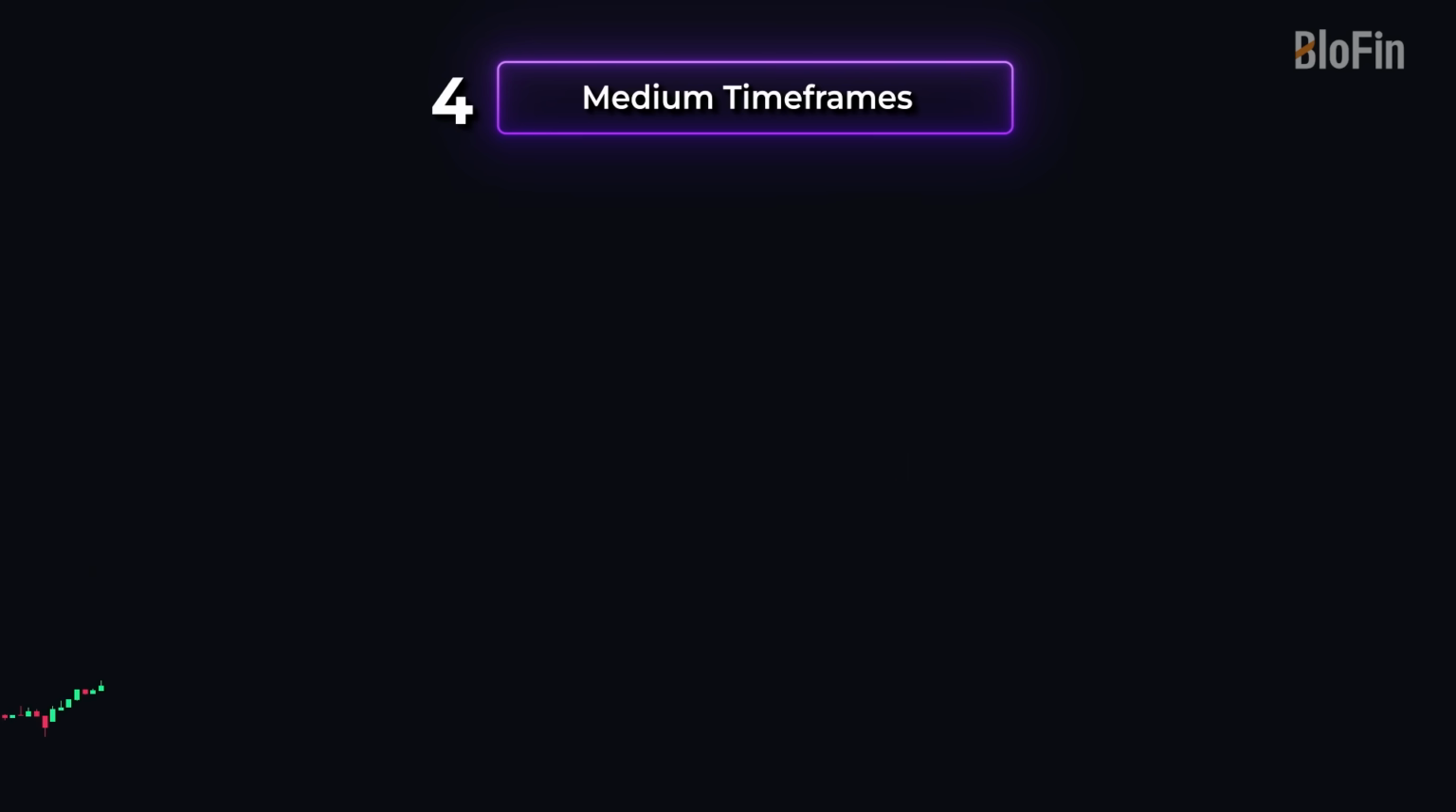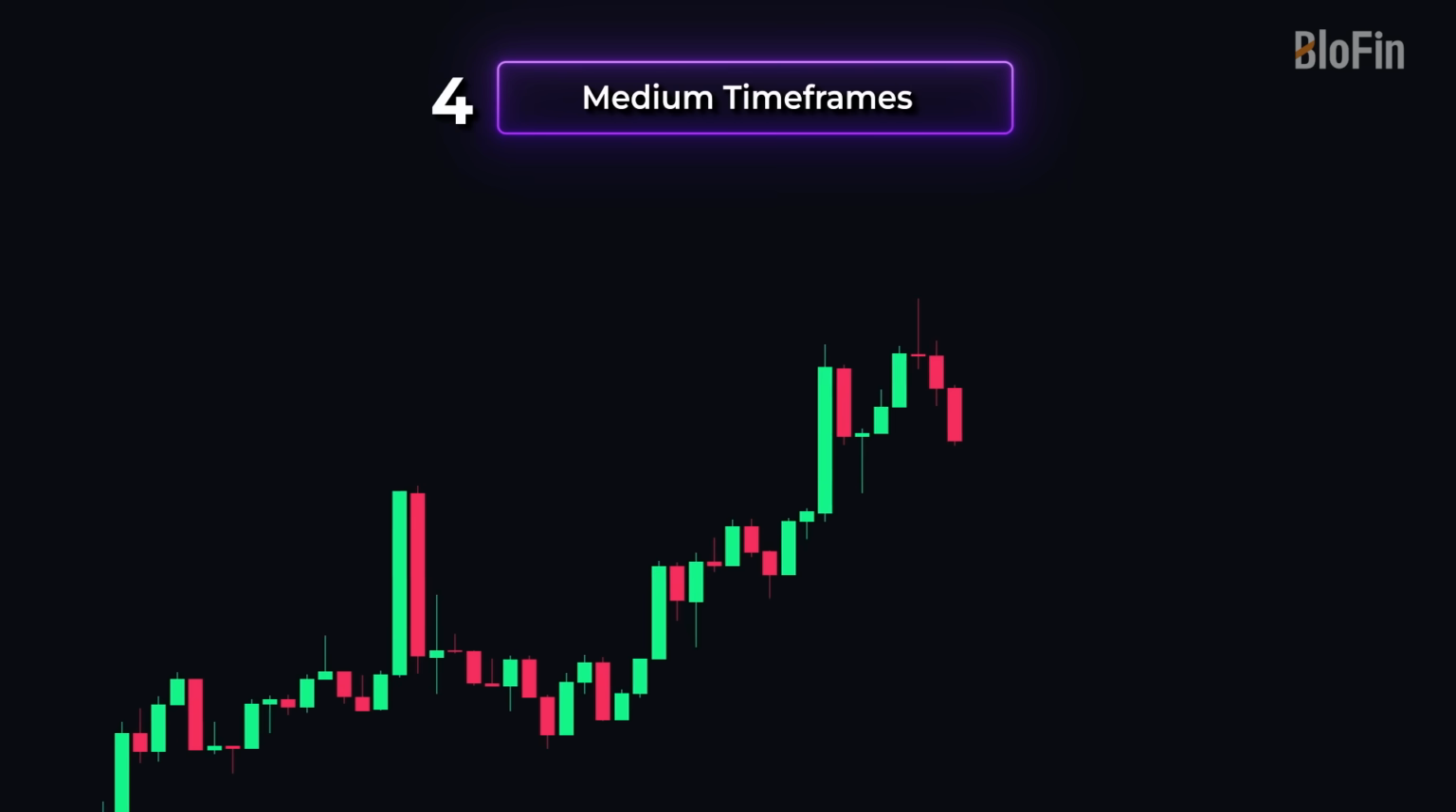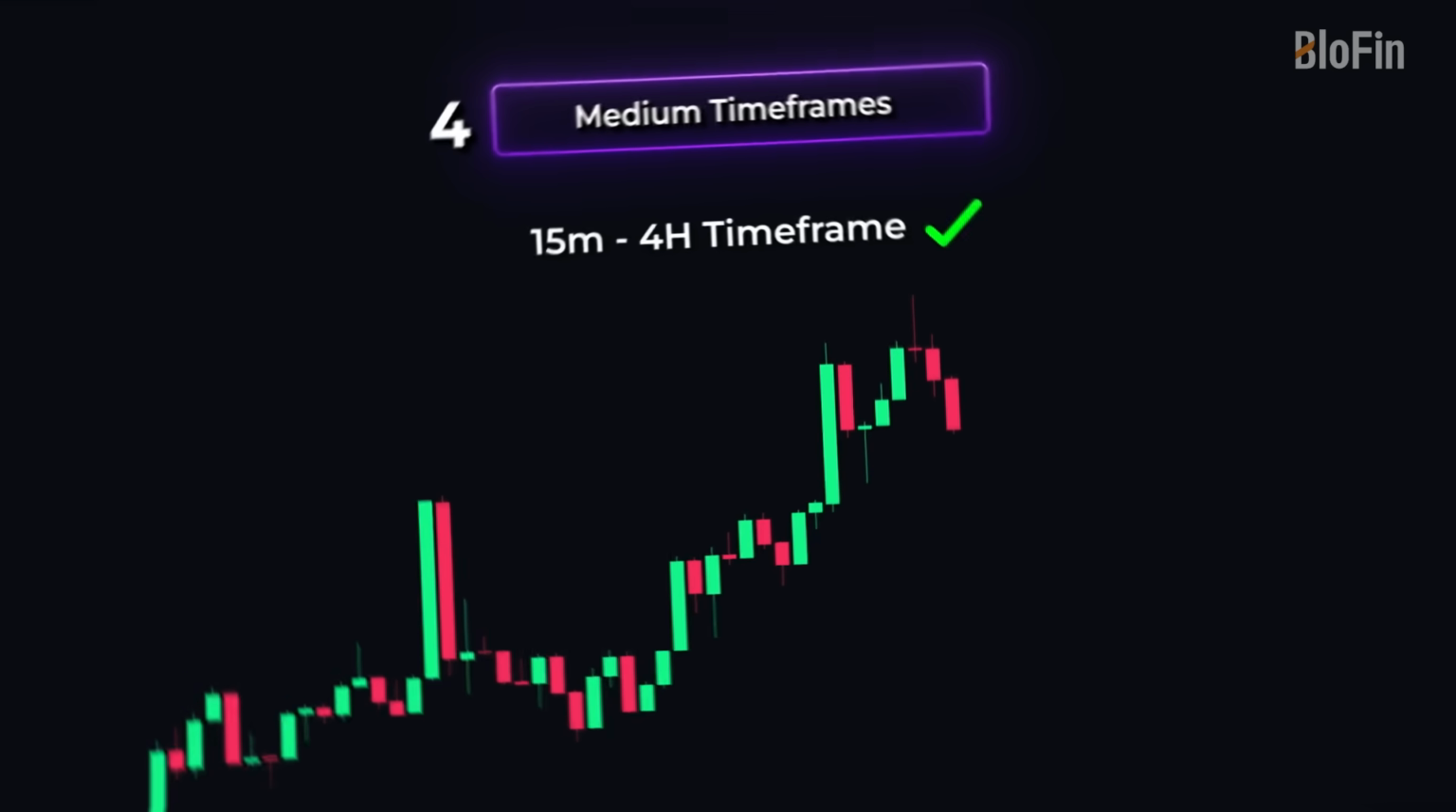On the flip side, I also avoid time frames that are too low, like the 1-minute chart, because it's extremely volatile, and the strategies I'm about to teach don't work well on very low time frames. So the sweet spot is between the 15-minute to the 4-hour time frame.